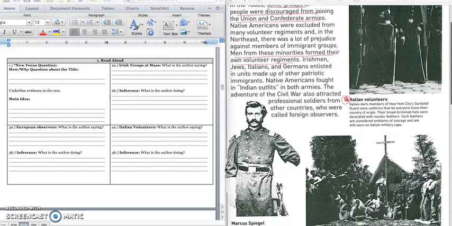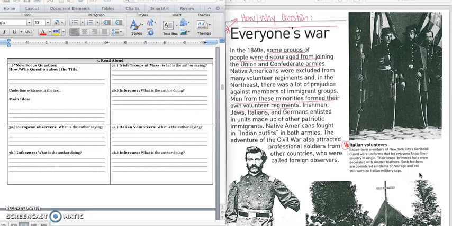We are looking for the title and caption that says Italian Volunteers. Let's read. Italian-born members of New York City's Garibaldi Guard wore uniforms that let everyone know their country of origin. Their broad-brimmed hats were decorated with rooster feathers. Such feathers are considered emblems of courage and are still worn on Italian military caps. So we're thinking about what the author is saying, and we know that the Italian troops wore rooster feathers in their caps because the feathers symbolize courage in Italian culture. Press pause to write down your answer and play when you're ready for 4B.